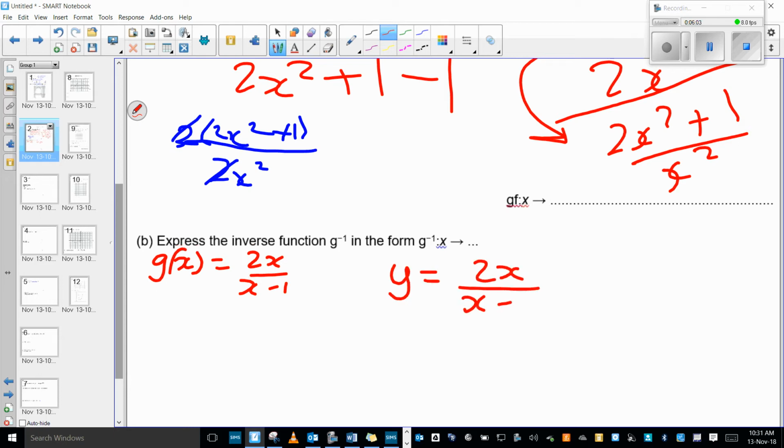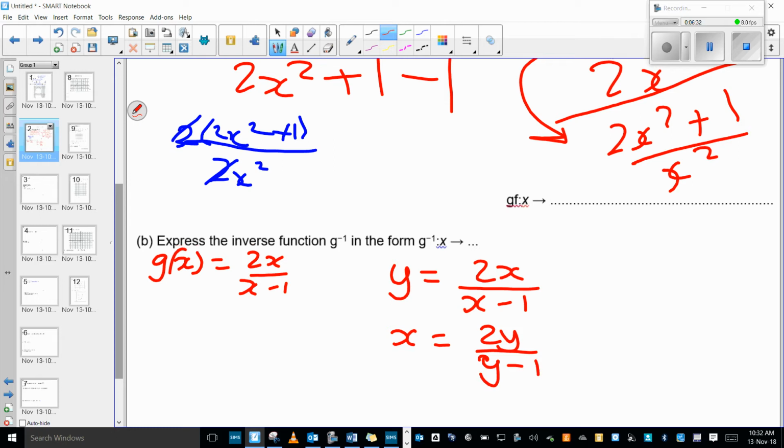Gabrielle, what do we do then when we're finding inverse functions? No recollection whatsoever. Someone else in the room must remember. I'm not asking you to necessarily do it, but what do we do when we're finding inverses? Shayla? Yeah, switch x and y. So anywhere that you did see a y, you're going to write x. Anywhere you did see an x, you're now going to write y. So you're going to write x equals 2y over y minus 1.